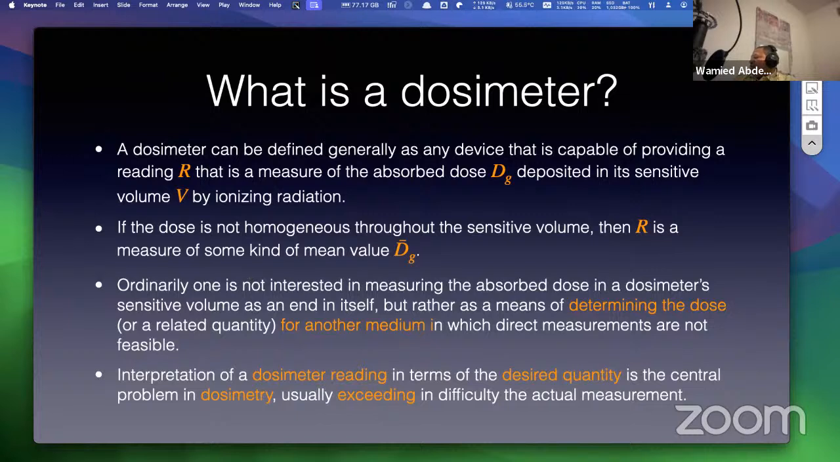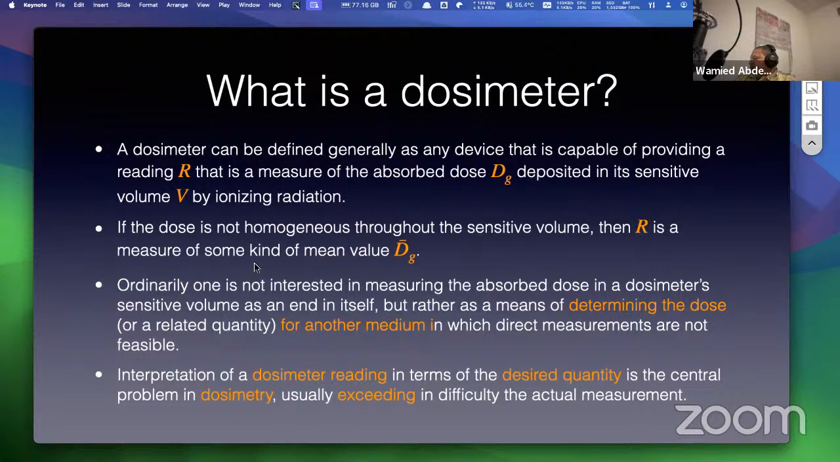These dosimeters usually have a volume. So sometimes the dose inside that sensitive volume is really not homogeneous. The dose might be in one location a little bit different than in another location in the dosimeter, or its sensitive volume. But again, we always like to attribute the signal or the quantity that we're measuring to a point, not to a volume. Let's say a point in media or a point in air.